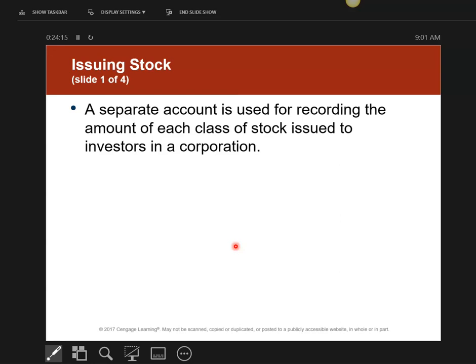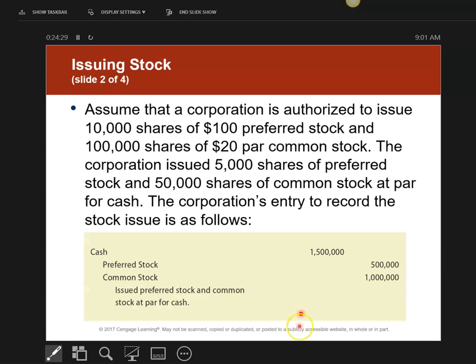So we have a separate account for each type of stock. By the way, my preferred stock and my common stock are equity accounts, and that's going to be under the equity section of the balance sheet. So let's not get confused. Let's take a look at my next slide.